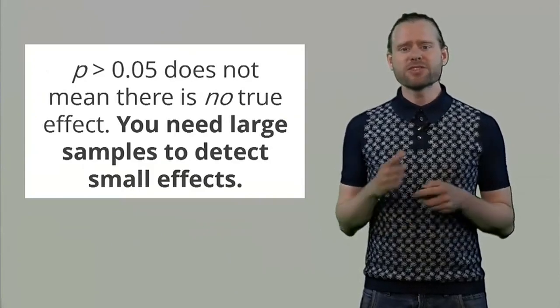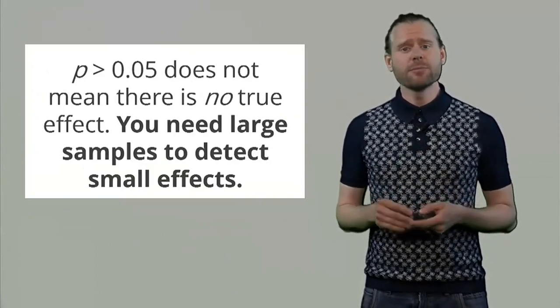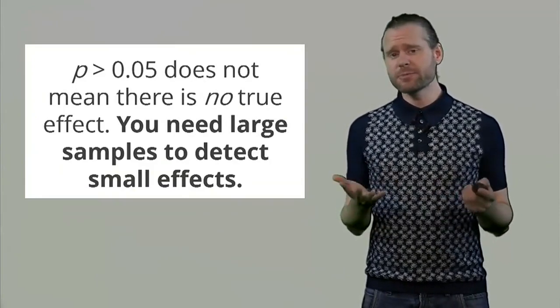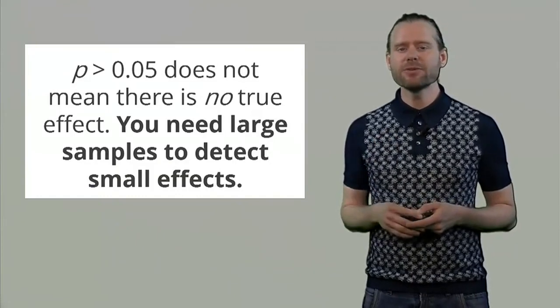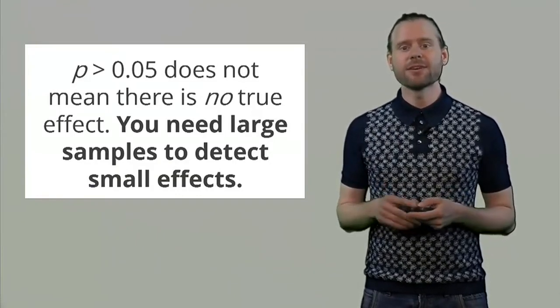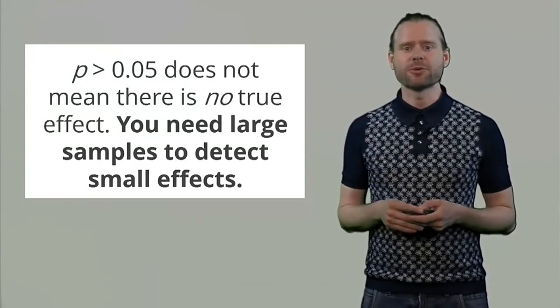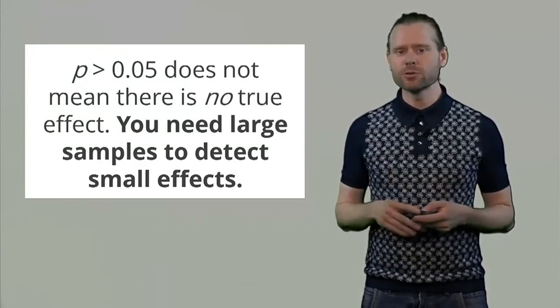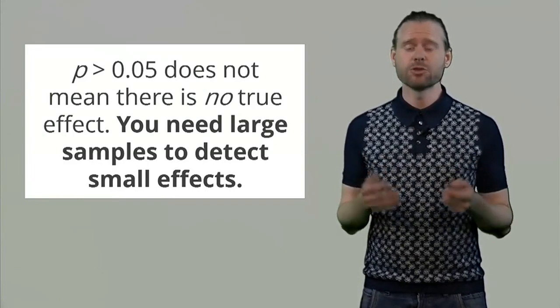It doesn't mean that there is no true effect. There might very well be an effect, but you just didn't have enough participants in your study to detect this effect. Remember that you need large samples to statistically detect a small effect. So just because your p-value is larger than 0.05 doesn't allow you to conclude that there is no effect. There might be a very small effect. You don't know.